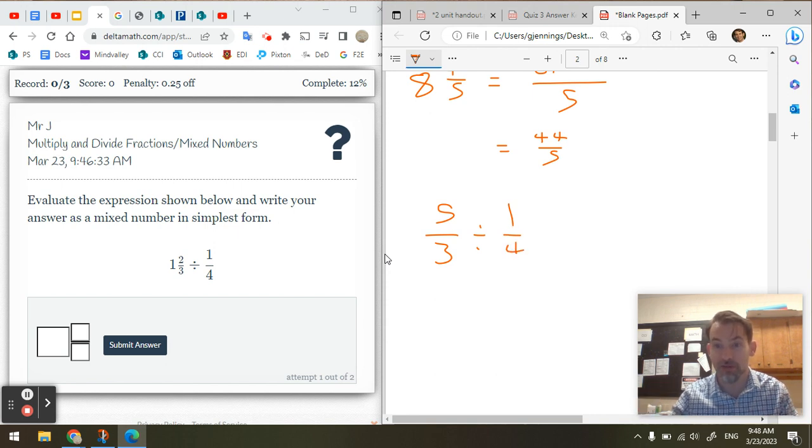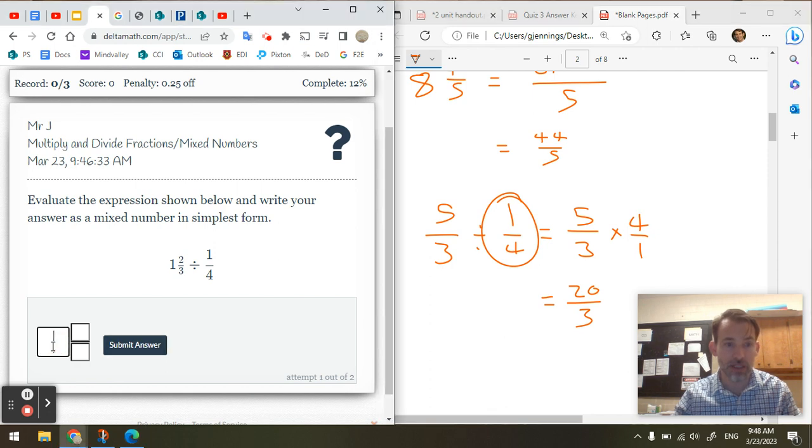That's like saying how many quarters are in 5/3? Well, there's going to be a lot of quarters in 5/3 because we flip and multiply. This is 5/3 times 4/1. Notice I just flip this one and multiply. So that's 20/3.